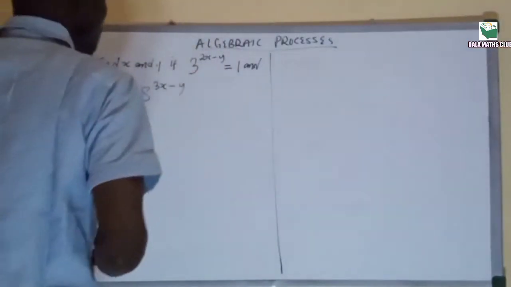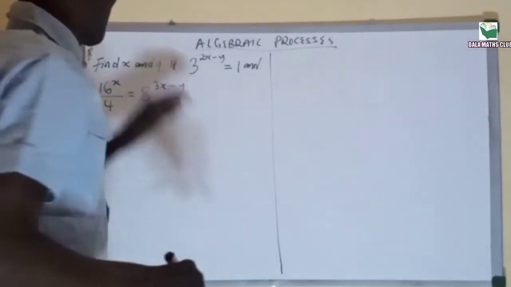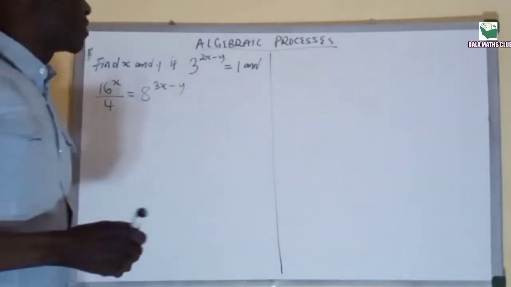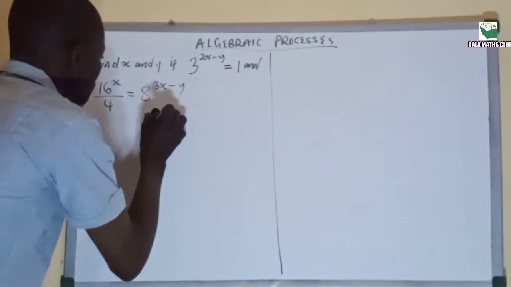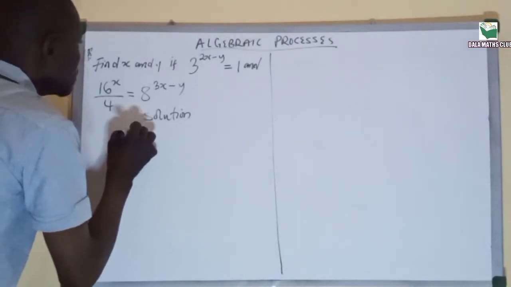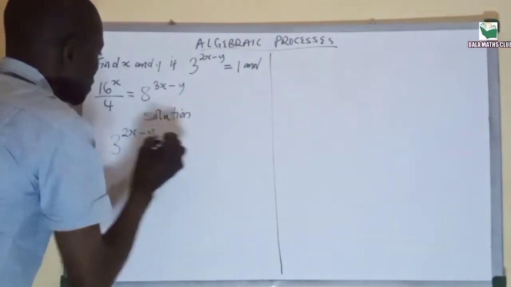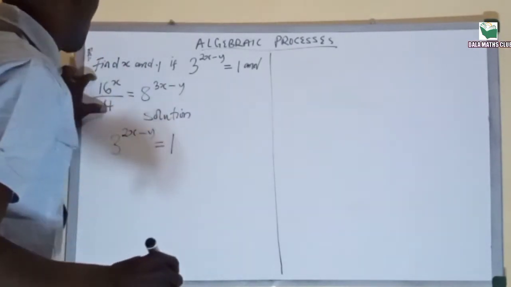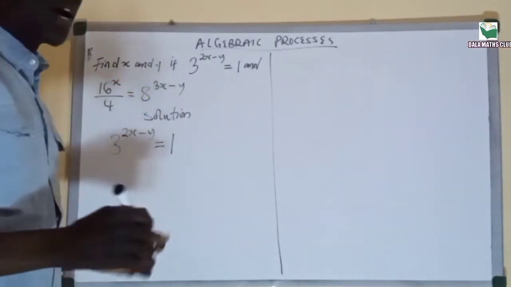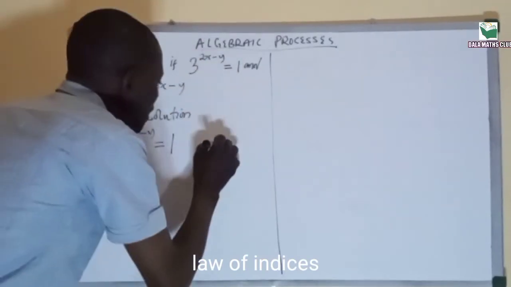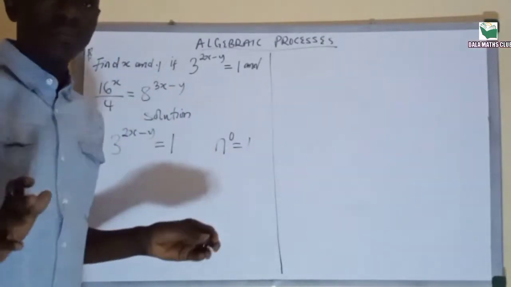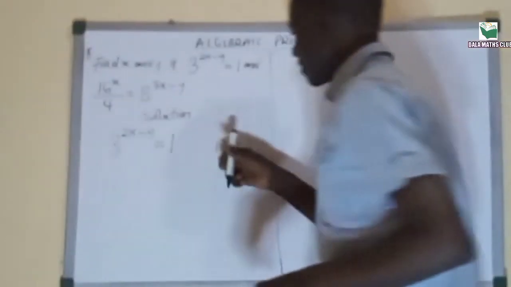So now to solve this equation or to find x and y, we have to express each of these equations as a linear equation. For instance, we have to express 3 power 2x minus y is equal to 1 as a linear equation. So also this one as a linear equation. To express this as a linear equation, we have to use a law of indices that says n power 0 is 1. This n may represent any number.